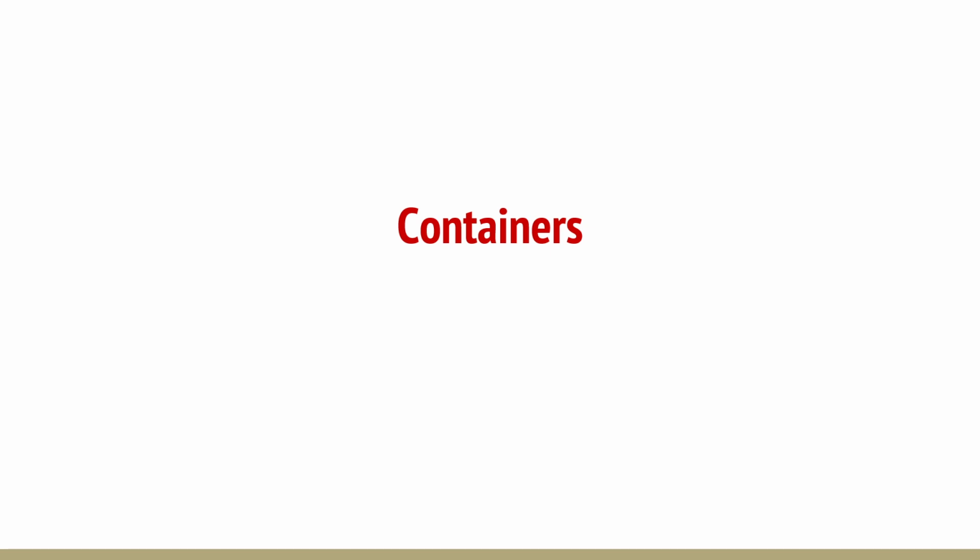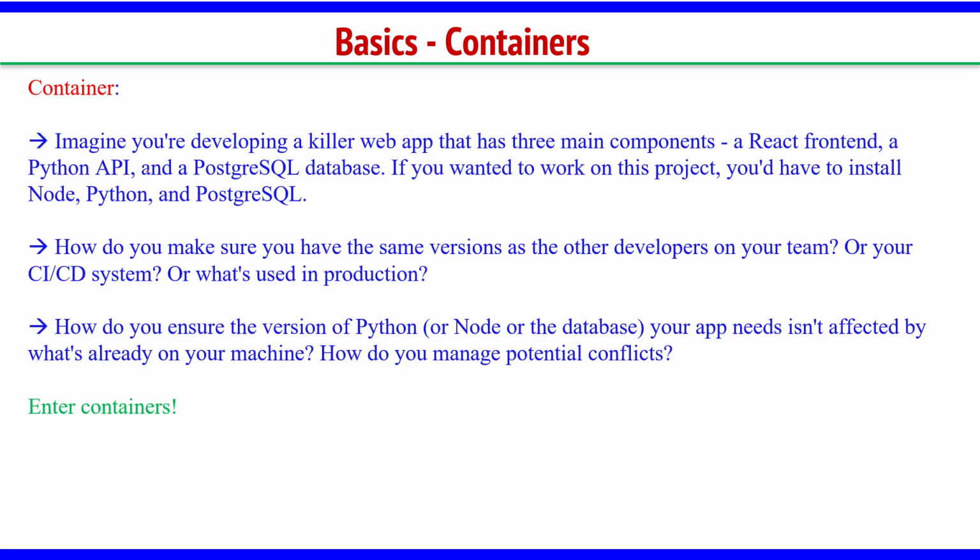Let's study about containers. This is one of the fundamental concepts required to understand Docker, Kubernetes and containerization. So, what basically is a container? Imagine you are developing a web app that has three main components: a React front end, a Python API and a PostgreSQL database. So, you are building a web application with these three components: Python in the back end, a PostgreSQL database and a React front end.